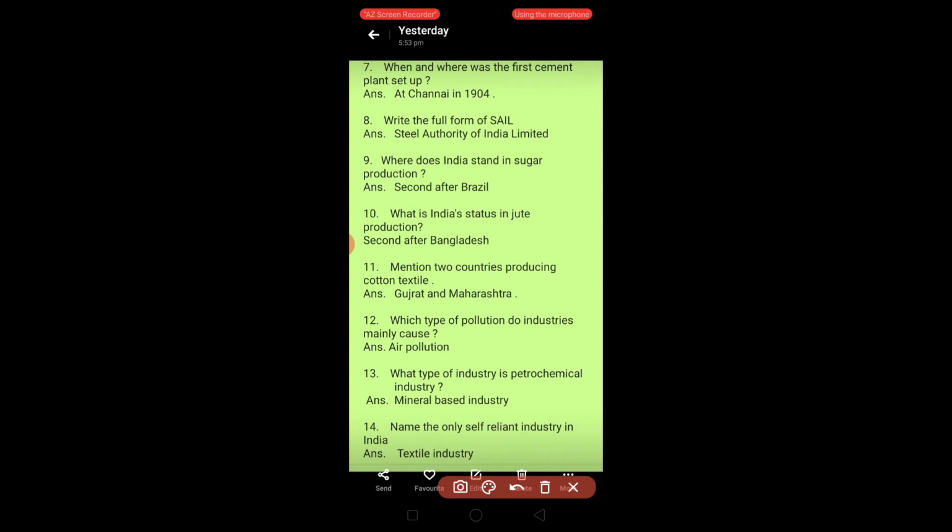Next, question number 7 is, when and where was the first cement plant set up? The first cement plant was set up in 1904 in Chennai.